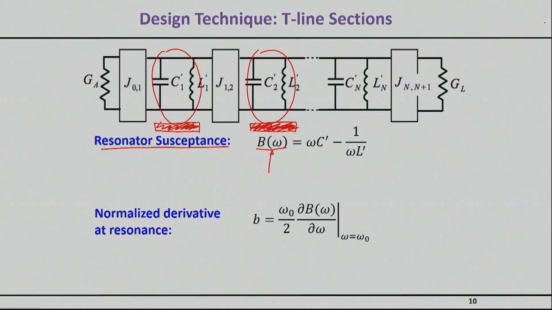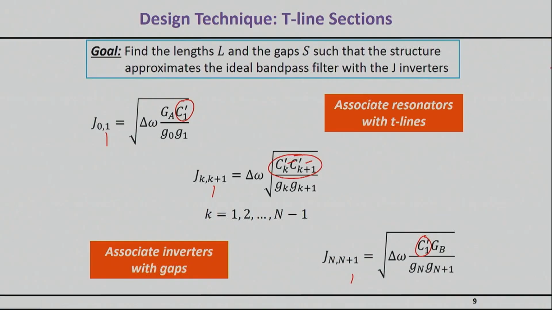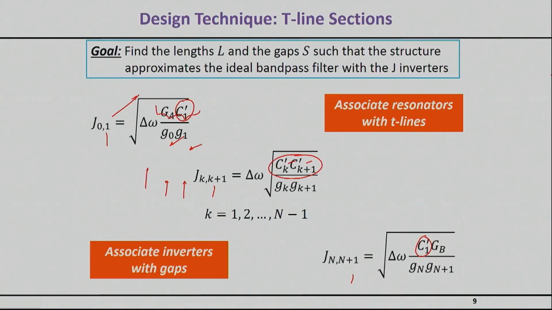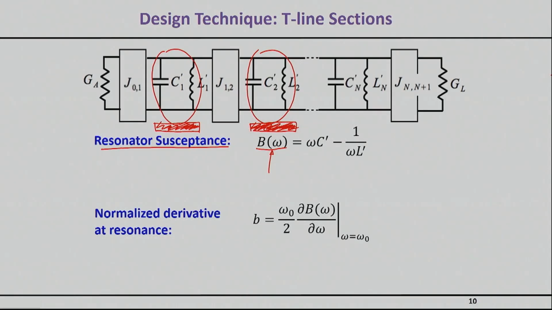So what we're going to do is we're going to very quickly rederive the equations that you see here, but not for C's, but for the resonator susceptance. And to be slightly more explicit, we're not going to rederive them for this capital B, but rather with a normalized derivative at resonance. And that's because it's very simple to do.